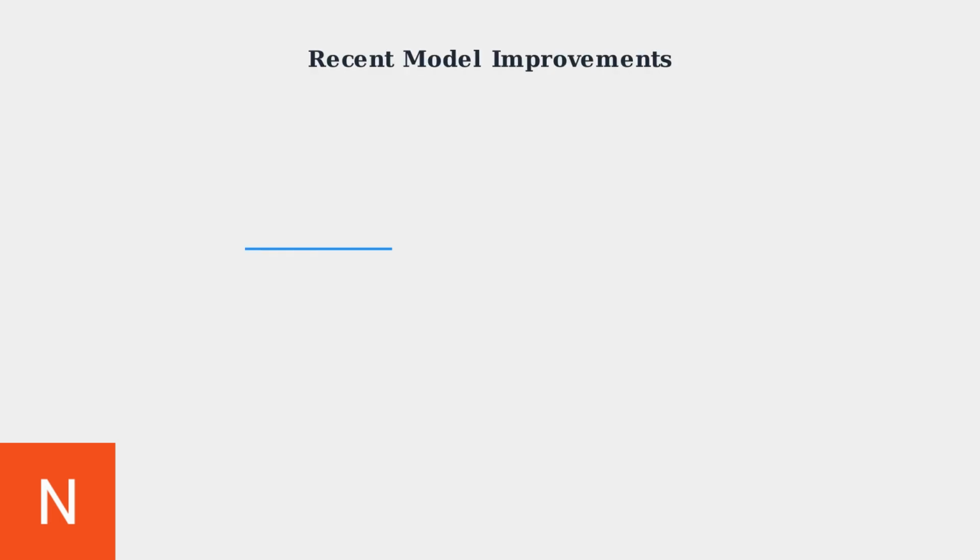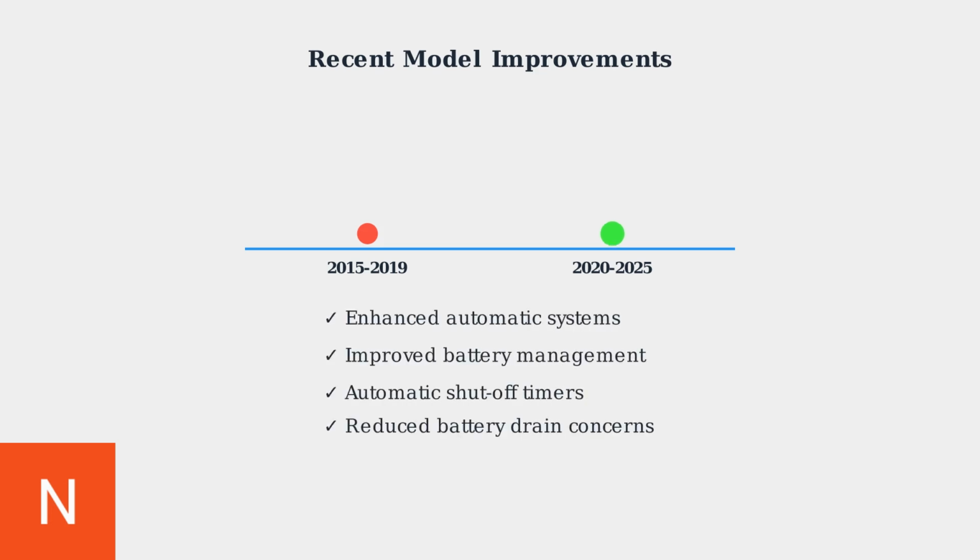Recent Ford Transit models from 2020 to 2025 feature enhanced automatic systems with improved battery management, addressing previous concerns about battery drain from cargo lights. These improvements include automatic shut-off timers and better integration with the vehicle's battery management system, making the lighting controls more reliable and efficient.